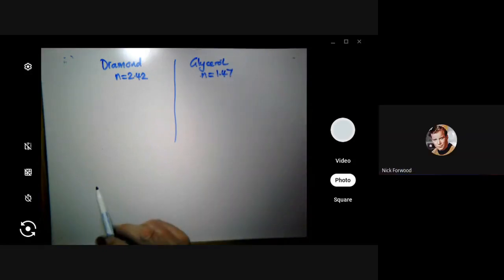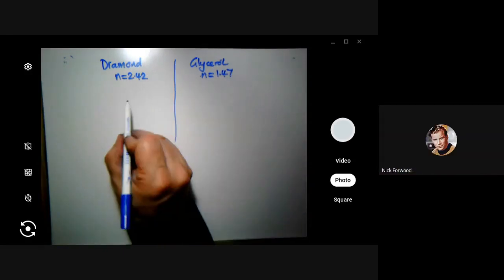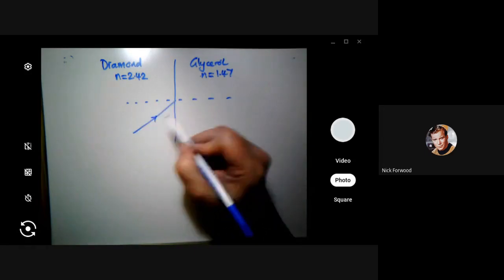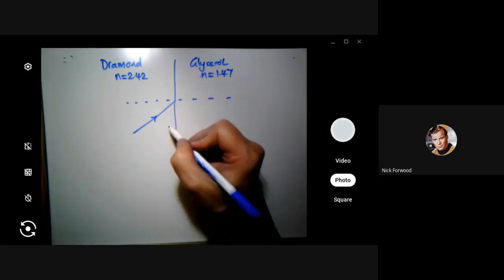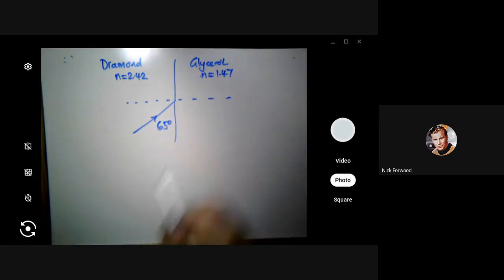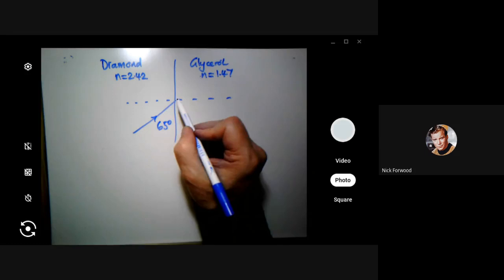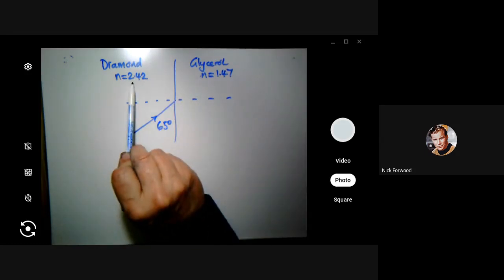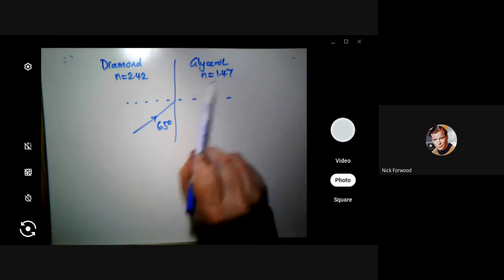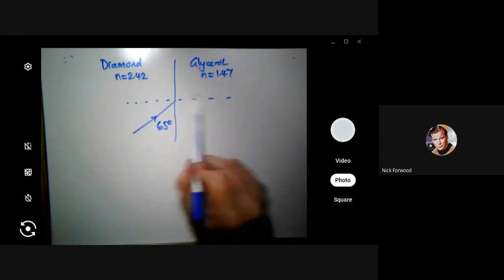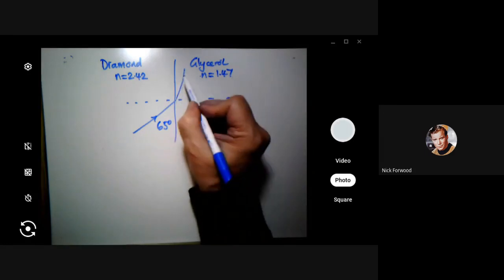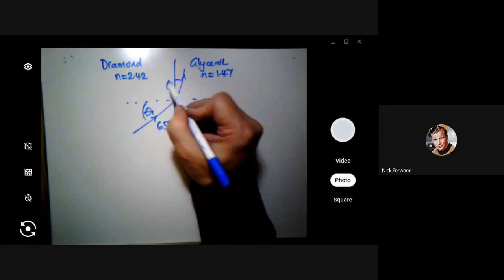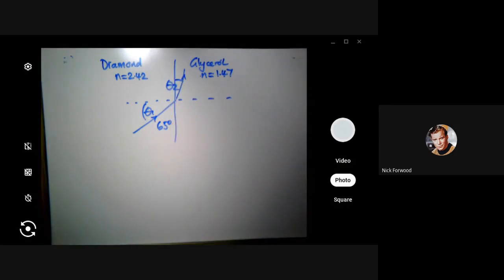Again, in the diagram, we've got our normal line. We've got our beam of light coming in like that. We've got 65 degrees here. You know what's going on. Now, because this is a bigger refractive index than this, the beam of light isn't going to get refracted down here. It's going to get refracted up there. We've got theta 1 here, and theta 2 is going to be there. And it's green light this time.